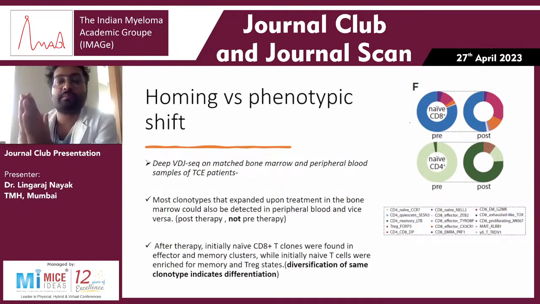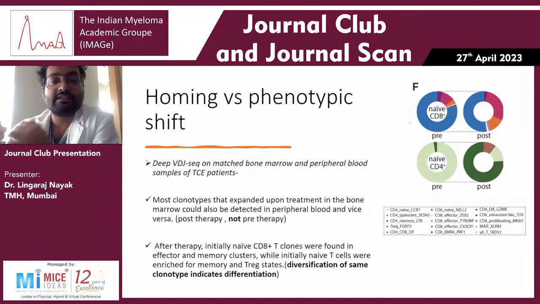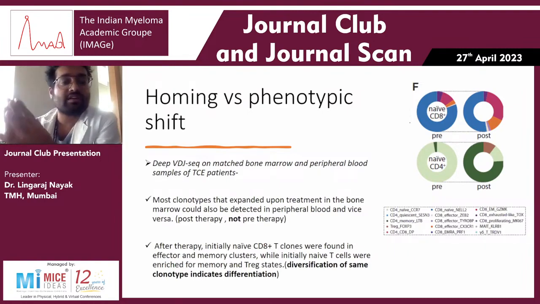So to understand whether there is a homing phenomenon or a phenotypic shift: phenotypic shift means the modulation or shifting of naive cells to effector cells, or else the effector cells which are already present in the peripheral blood are now coming to the marrow by a process of homing. To understand that, they have done deep VDJ sequencing on matched samples of bone marrow and peripheral blood.